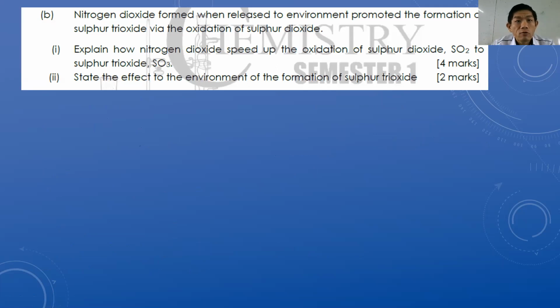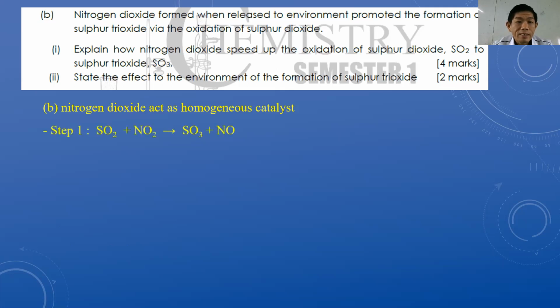Here, nitrogen dioxide actually acts as a homogeneous catalyst, because nitrogen dioxide is a gas, and sulfur dioxide and sulfur trioxide are also gases. So this happens in the stratosphere layer, where nitrogen dioxide catalyzes the reaction by first oxidizing SO2 to become SO3 according to the equation.